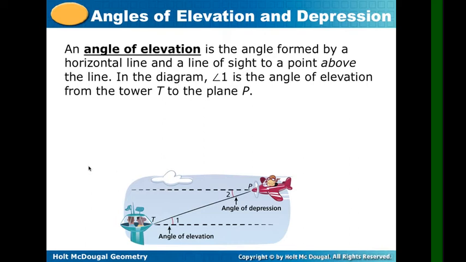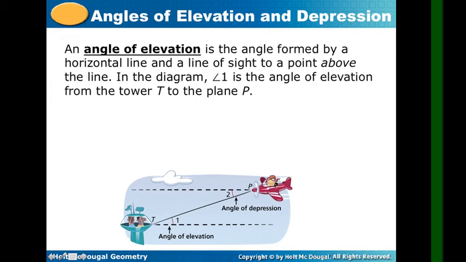So halimbawa, ito ako, nandito ako, nakatingin ako doon sa plane. So ang tawag doon, okay, tapos ito yung straight sight line ng sight ko. Ito 'yon. And then ito naman yung tinitignan ko. Ang tawag dito is elevation. So yung angle na ma-form is angle of elevation.